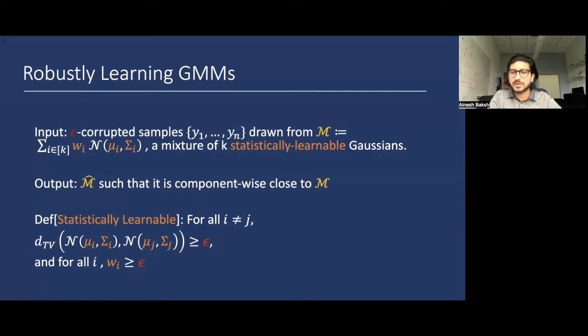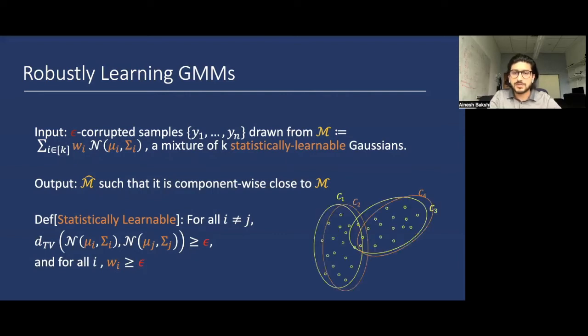To see this, note that an adversary can effectively corrupt the epsilon fraction of the points that differ between any two components if the TV distance between them is less than epsilon. Then the adversary can make these two components indistinguishable. A similar argument holds if the mixing weight w sub i is less than epsilon.